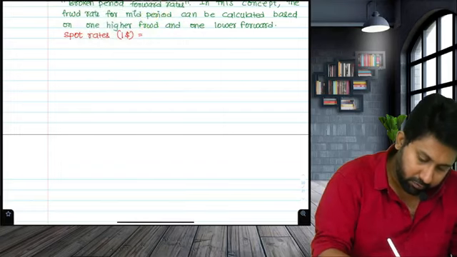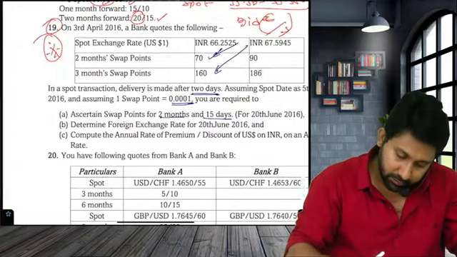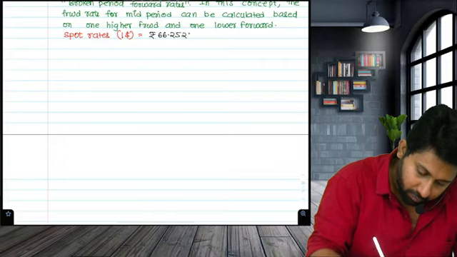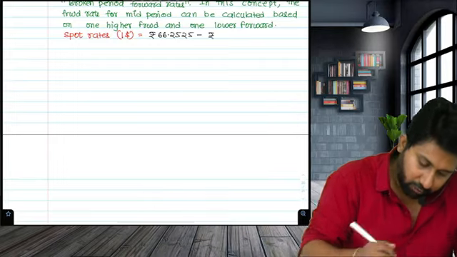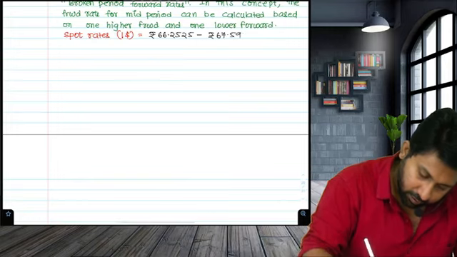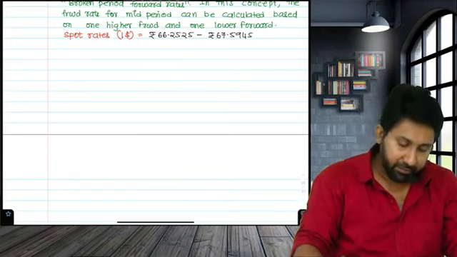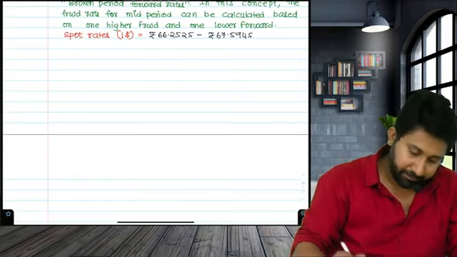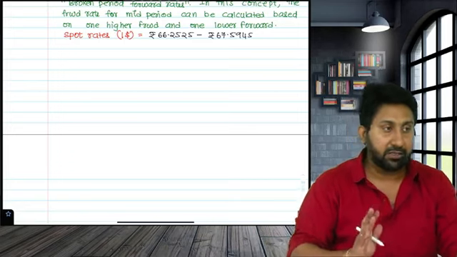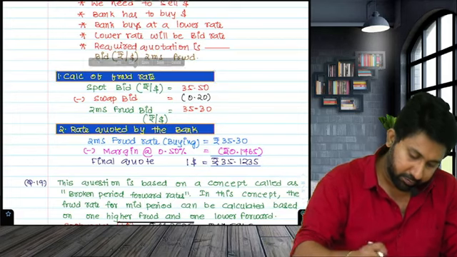$1 equal to rupees 66.2525 dash rupees 67.5945. This is what rate? Spot rate. Okay, now we are going to calculate first the swap points for 2 months and 15 days. Write down.